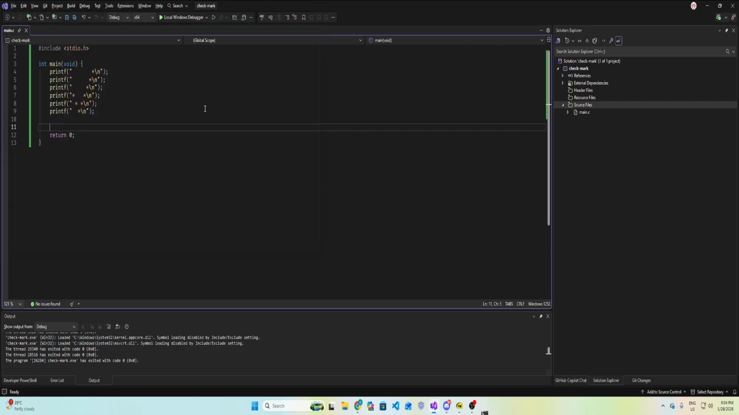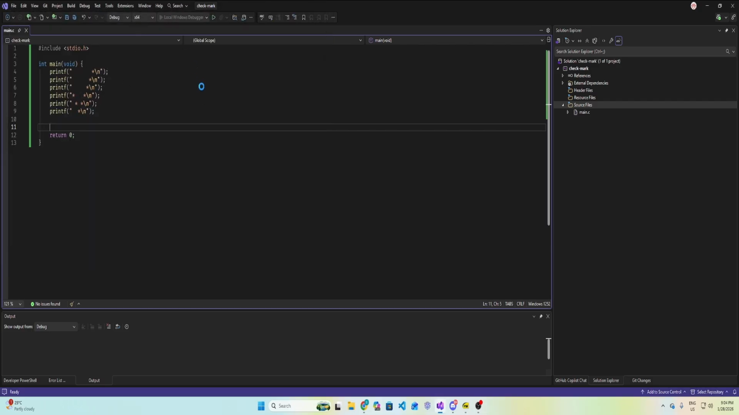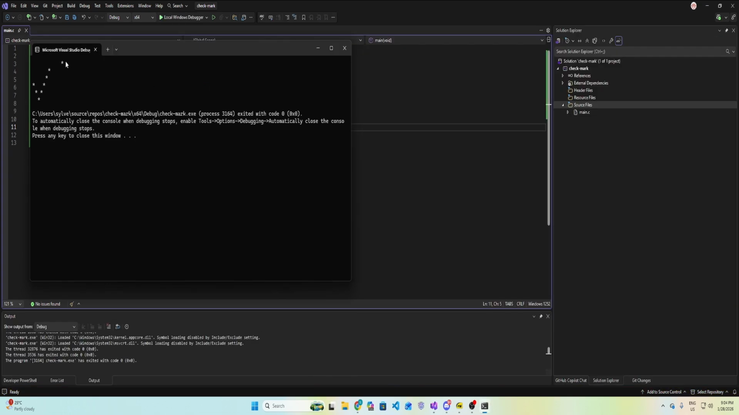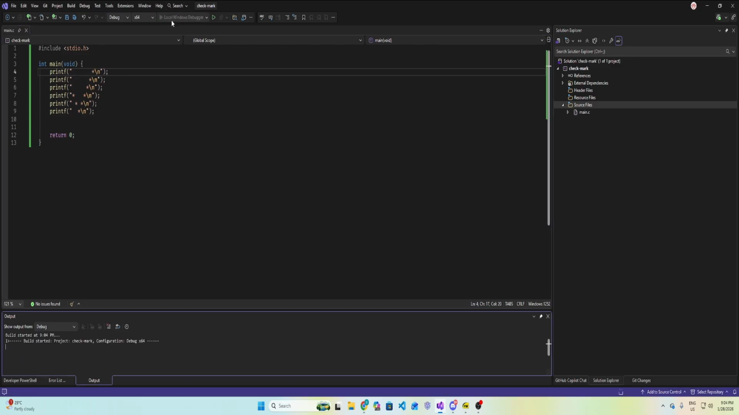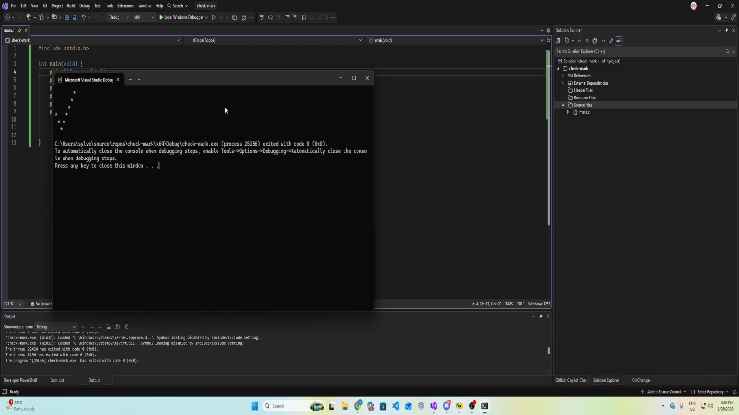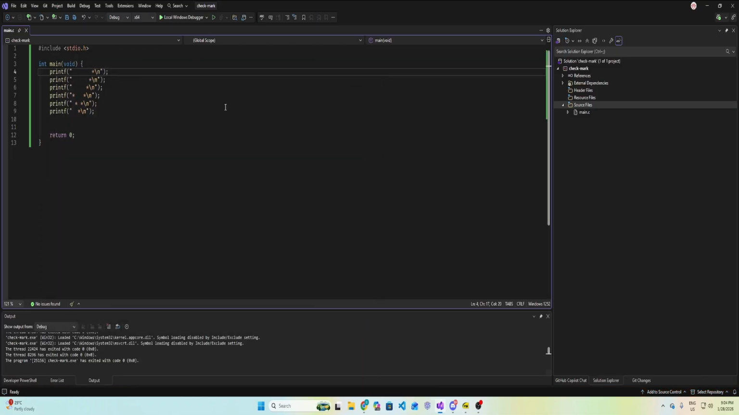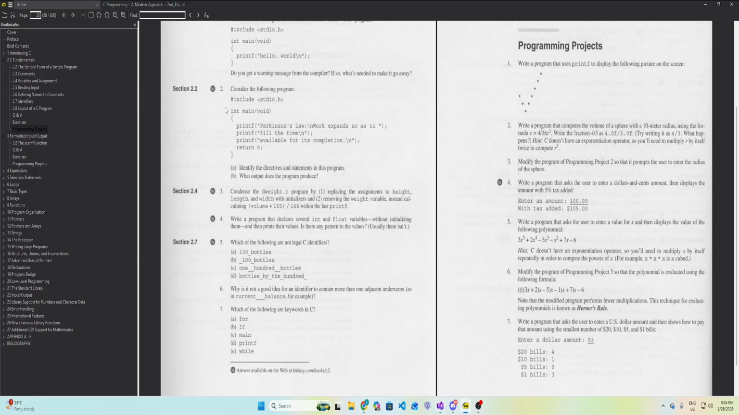Oops, I forgot about the top one. Wait, why is that one all the way over there? Oh, probably because I put a tab in instead of spaces. Let's see. Yes, that's it. Okay, so I'm happy with this solution. I think this is fine. So project 1 done.